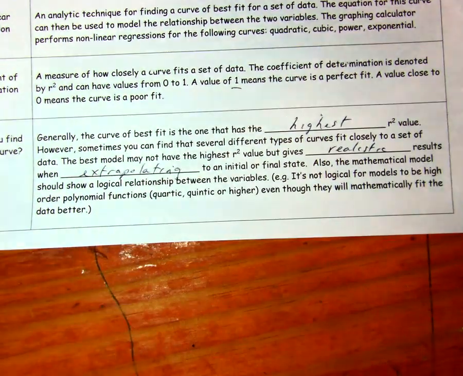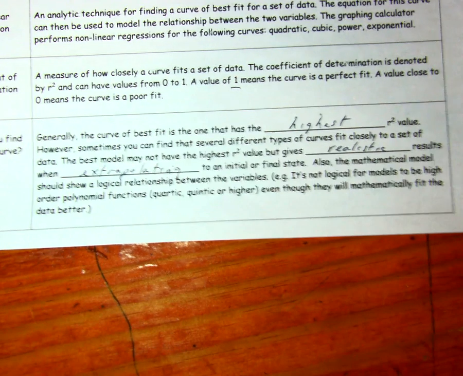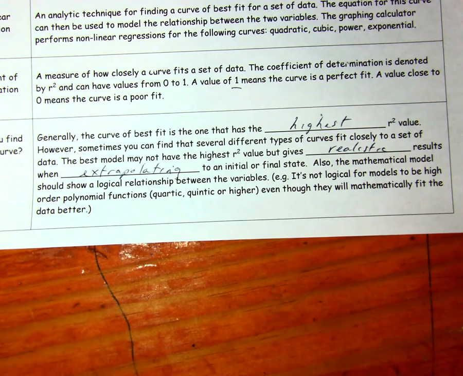So basically the one with the highest r squared value is going to give you the best model for interpolating. But when you're extrapolating, you have to be a little more careful.